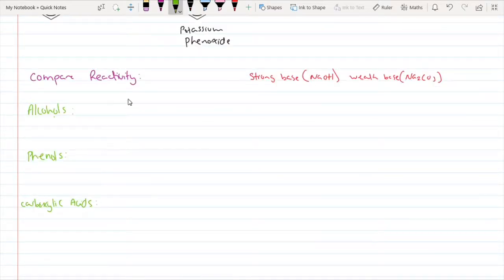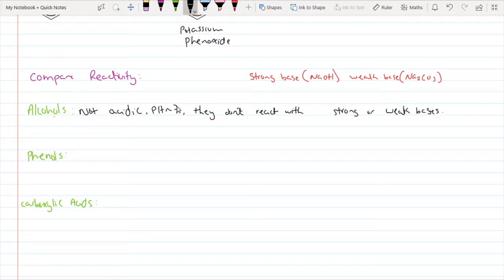Okay, so now we'll be comparing the reactivity of phenols to a weak acid, and a weak acid is carboxylic acid. Because phenols also have that hydroxyl group, it would be reasonable to compare them with alcohols. Firstly, alcohols are not acidic at all. They have a pH of approximately 7, and they don't react with strong or weak bases. Our strong base in this case is sodium hydroxide, and our weak base is sodium carbonate. You can have any carbonate, lithium carbonate, potassium carbonate. So alcohols are not acidic at all.